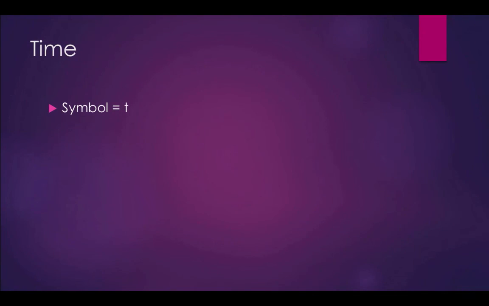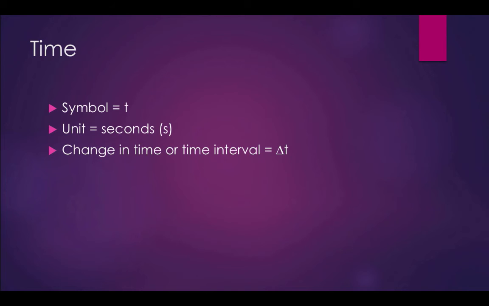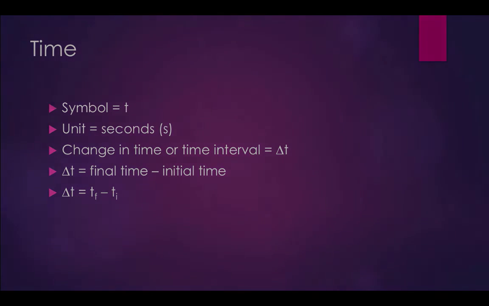Time. The symbol for time is t. The unit is seconds, s. Change in time or time interval is indicated by delta t, where delta, the triangle, indicates change. Change in time equals final time minus initial time. The formula for this is delta t equals tf minus ti.